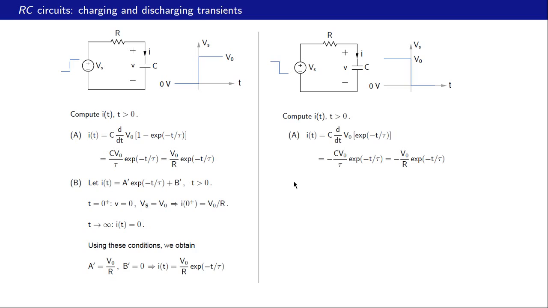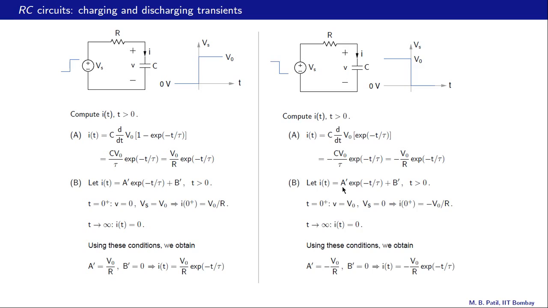In the second method, we start from scratch, assume some form for I of t, and then find the constants involved in that expression using conditions found for I of t. So let us do that. Let I of t be a prime e raised to minus t by tau plus b prime, and these constants a prime and b prime need to be determined using conditions on I of t. Now this expression holds for t greater than 0, for which we have DC conditions, namely the source voltage is a constant, that is 0 volts.